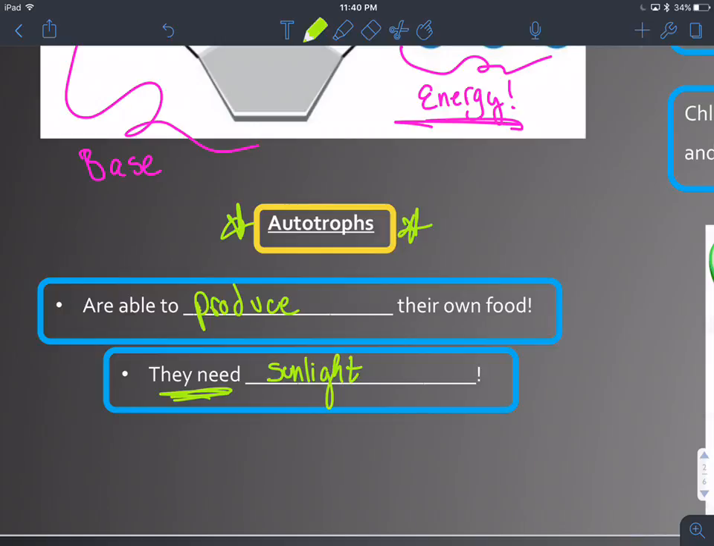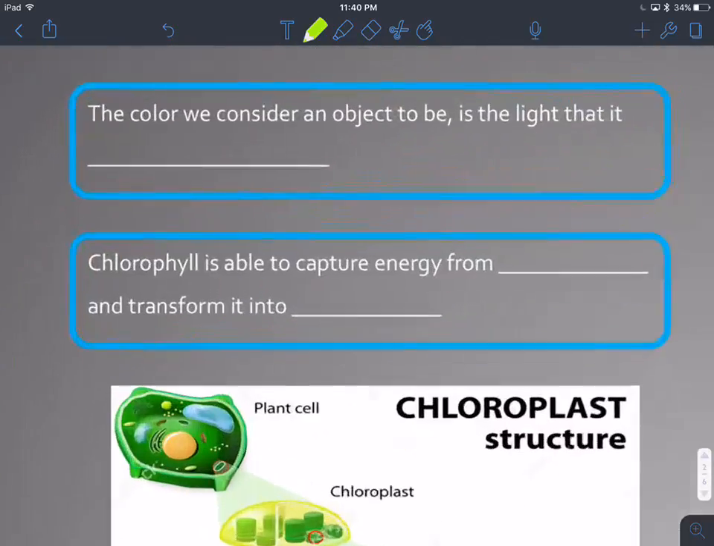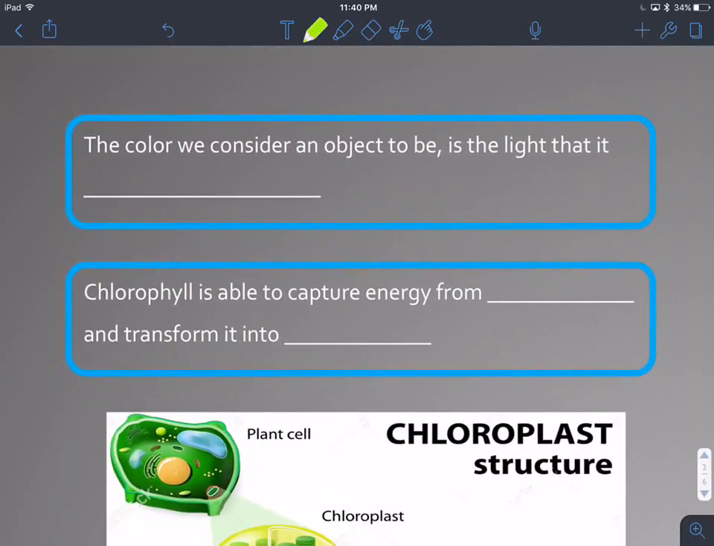It's not. And we're actually going to be doing a lab either later this week or early next week that's going to show you guys this. We also learned about absorption and reflection. And remember that any color that we consider an object to be is actually the light that that object reflects. It's all the other colors in that visible light spectrum that that object actually absorbs.